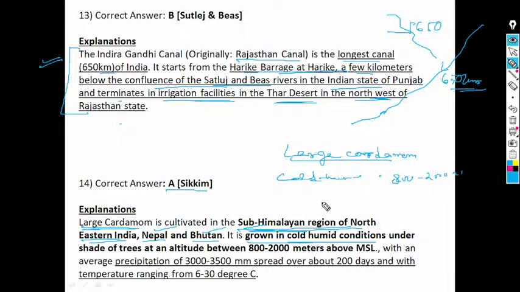There are two cardamoms. One is small cardamom and the other is large cardamom. Large cardamom grows particularly in Sikkim.